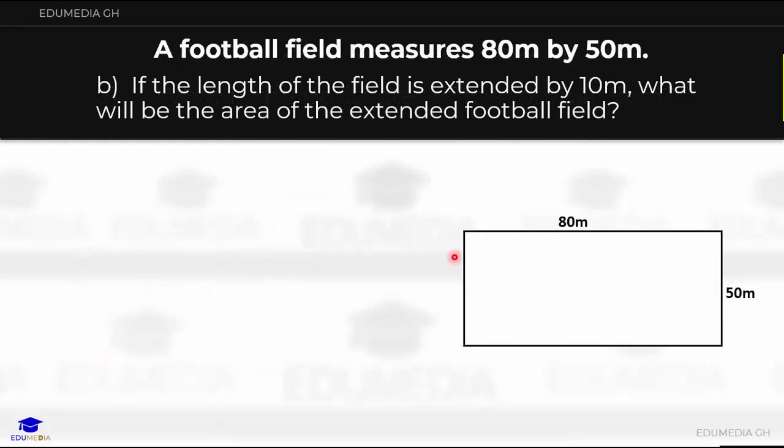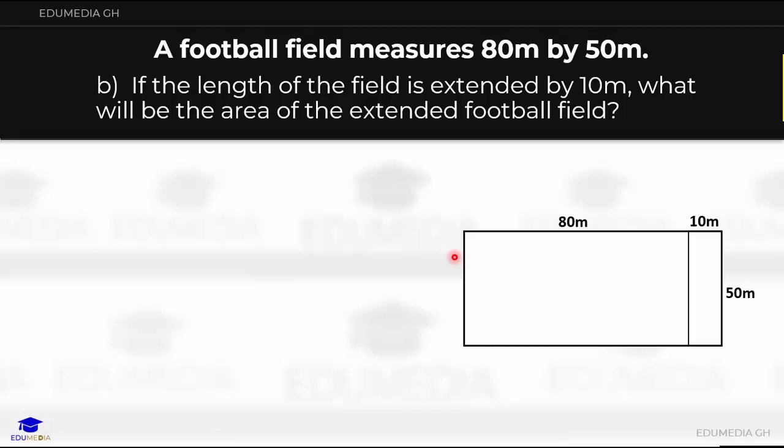The next question said, if the length of the field is extended by 10 meters. So, meaning the length of this field is extended by 10 meters. So let's see how that will look. The length is added by 10 meters. It means it's no more 80 meters. It's now more than 80 meters because they've extended the length. What will be the area of the extended football field?